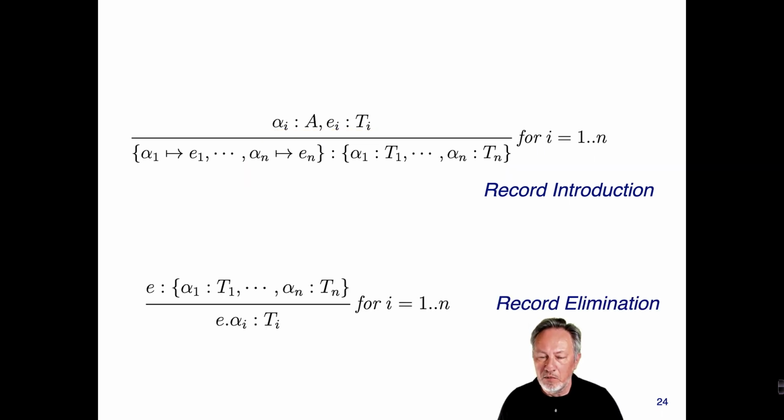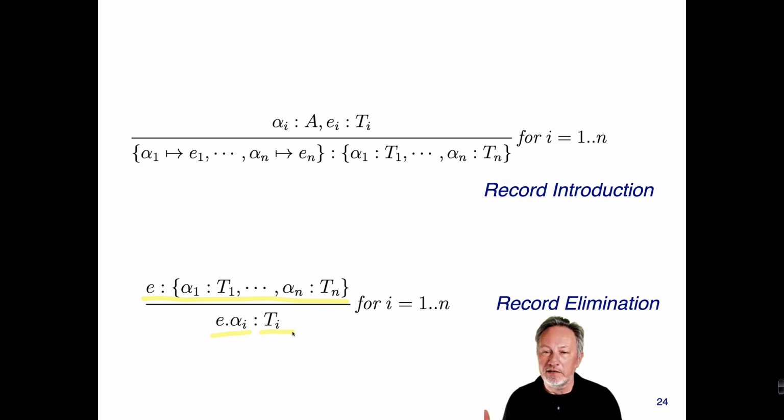Next, we have record elimination. It's similar. It says if we have an e of type curly braces, label type, label type, label type, label type. So this is a value, a particular record. Then I can pull out of that record one particular value with a given label, and its type is going to be of type ti.